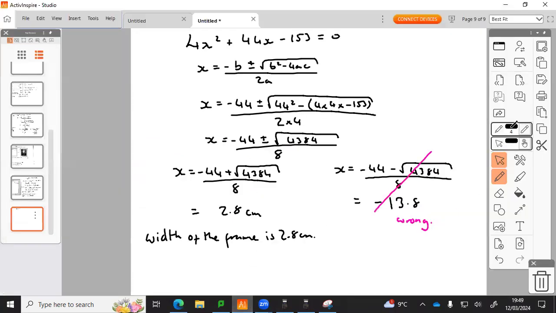So that 4x squared for part B, I didn't have to work that out. That part is given to me. That's given in the question.